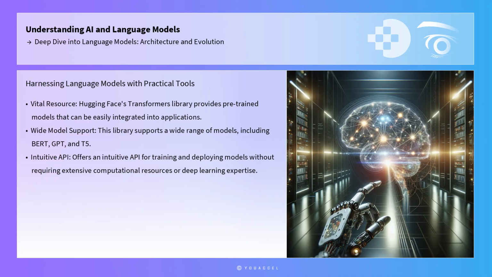To harness the full potential of these language models, professionals need practical tools and frameworks. Hugging Face's Transformers library is a vital resource, providing pre-trained models that can be easily integrated into applications. This library supports a wide range of models, including BERT, GPT, and T5, and offers an intuitive API for training and deploying models. By utilizing this framework, professionals can quickly prototype and deploy AI solutions without requiring extensive computational resources or expertise in deep learning.